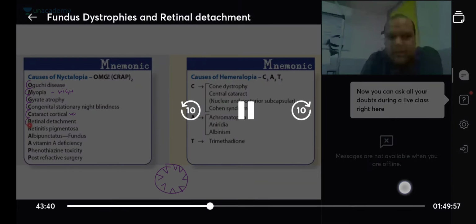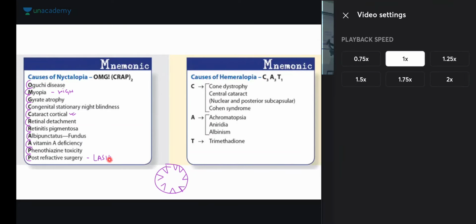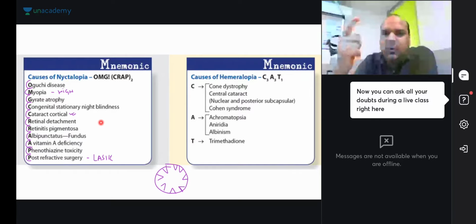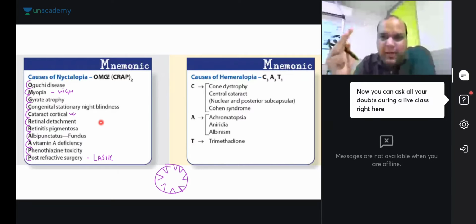Retinal detachment. Retinitis pigmentosa. I will just post LASIK. After LASIK also there occurs a slight problem in night vision. Okay, everybody? So these are the important causes of nyctalopia. Please remember OMG CRAP. O for oguchi disease, M for myopia, G for gyrate atrophy, C for cortical cataract, C for congenital stationary night blindness, R for retinitis pigmentosa, R for retinal detachment, A for A vitamin deficiency, A for albipunctatus fundus, P for phenothiazines, and P for post-refractive surgery. Please do just revise it.